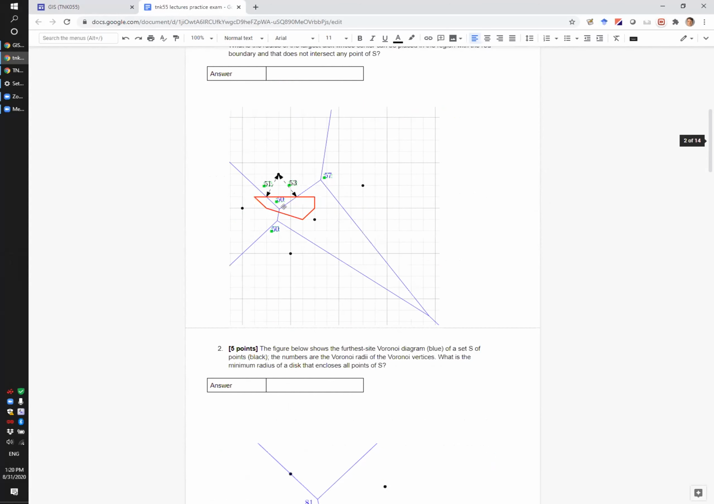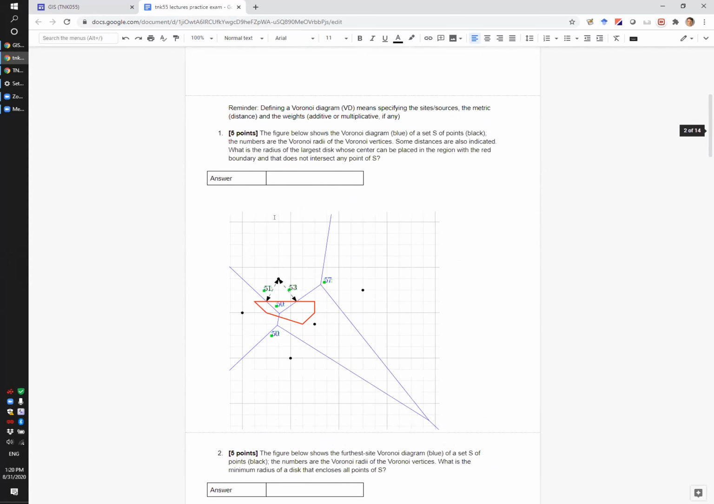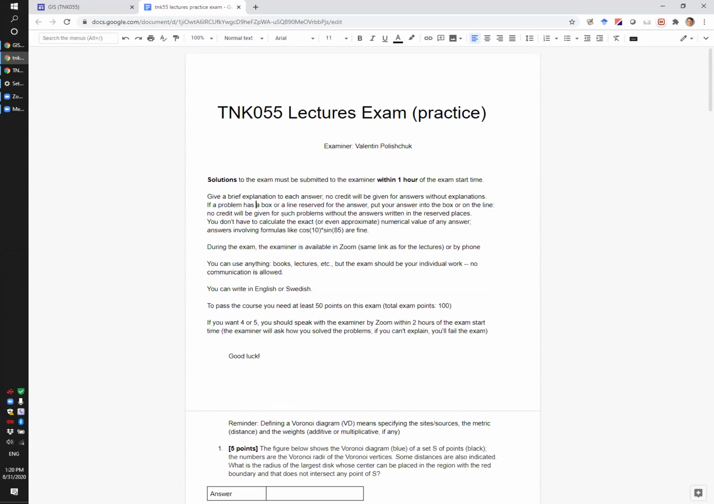If the problem has an answer box or some place where you need to put your answer, you have to put your answer in there. You don't have to calculate the exact values if there are numeric answers. Formulas are fine. And you don't have to give long explanations. Brief explanations are also fine. You can use anything you want during the exam, but the exam should be individual work. It's not group work. You can write in English or Swedish.